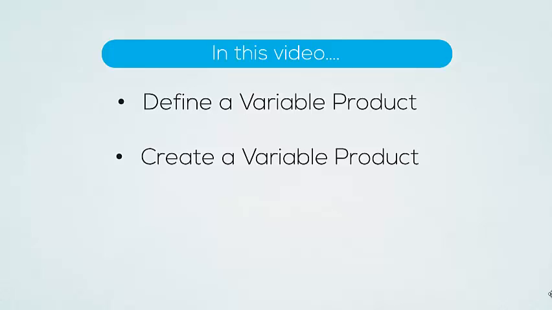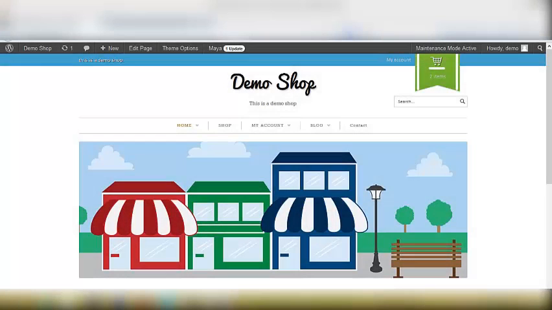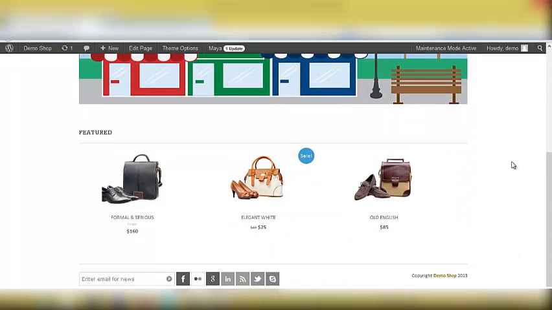With that, let's go to our demo store and take another look at what a variable product is all about. All right, so here we are back at our demo shop, and I'm just going to scroll down to our featured products. In our last video, we talked about products in general, and then we looked at creating a simple product. We actually demonstrated how that worked. And this time we're going to look at variable products.